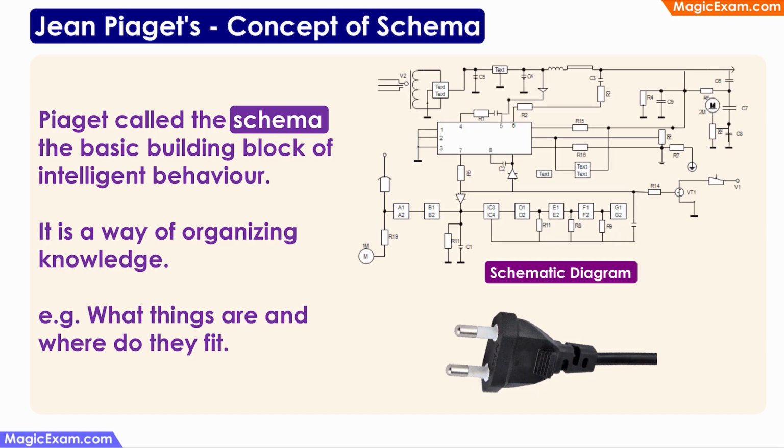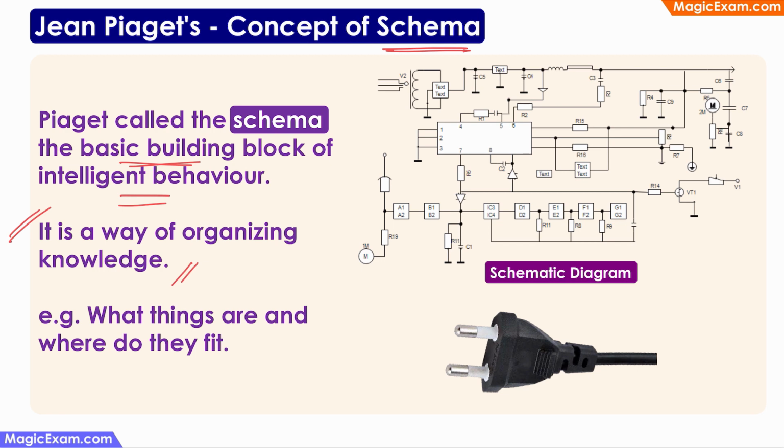Next, let us look at an interesting concept called schema. Jean Piaget says that schema is the basic building block of intelligent behavior. Now, what is a schema? Schema is nothing but a way of organizing knowledge. Think of it as a filing system, because whenever you have any existing knowledge, you have stored it in the form of a schema in your brain.